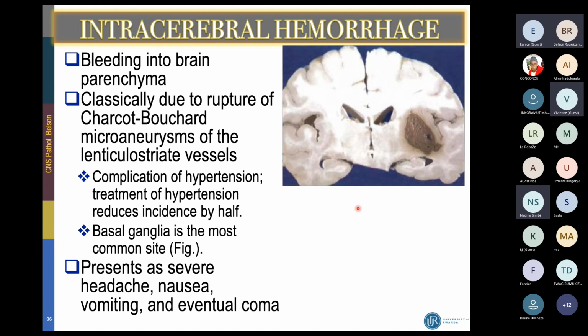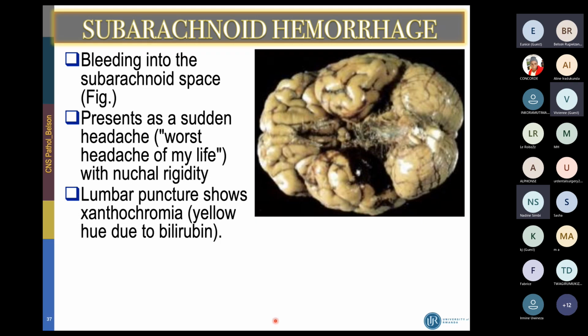So kubera ko vessel nini iyo zicitse akenshi ahantu amaraso yuzura haba hagaragara inyuma, ntabwo ari muri intracerebral, it is usually on the periphery. So when there are small vessels which are ruptured, for example, they had the aneurysms, then the hemorrhage will be intracerebral. So the person will present with severe headache, nausea, vomiting, and eventual coma. So the subarachnoid hemorrhage is bleeding into the subarachnoid space, present as a sudden headache, worst headache of my life.